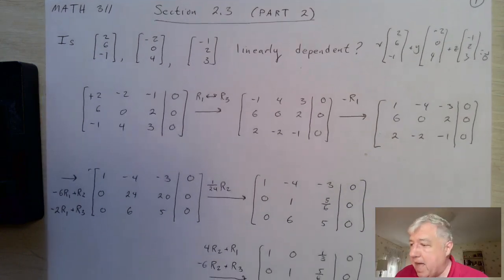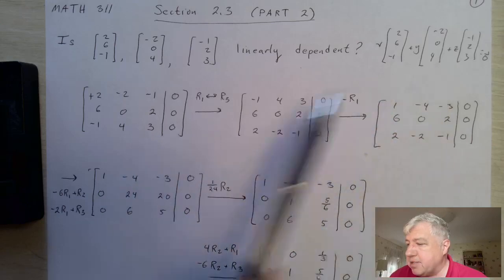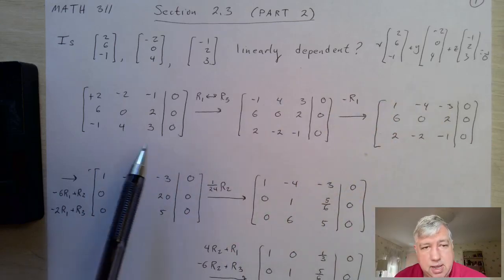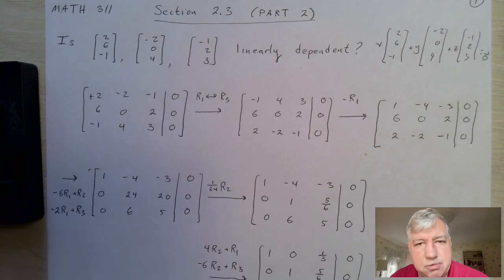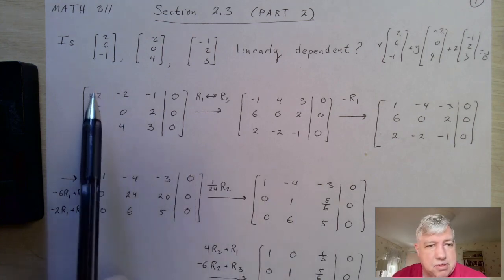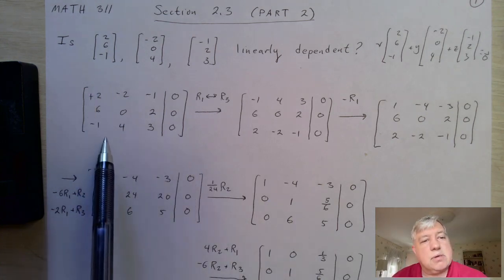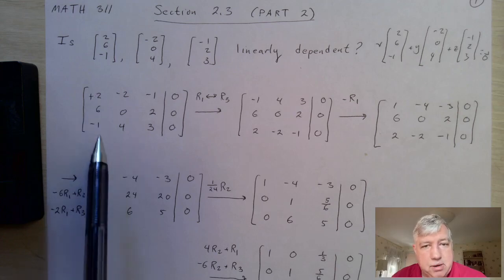So the augmented matrix of this system will look like this, and then we can use elementary row operations to reduce this to reduced row echelon form. Remember, the way we do that is we want the leading non-zero entry in each row to be equal to 1, and that 1 to be the only non-zero entry in its column. So we start with the leftmost column, and we want a 1 up here.